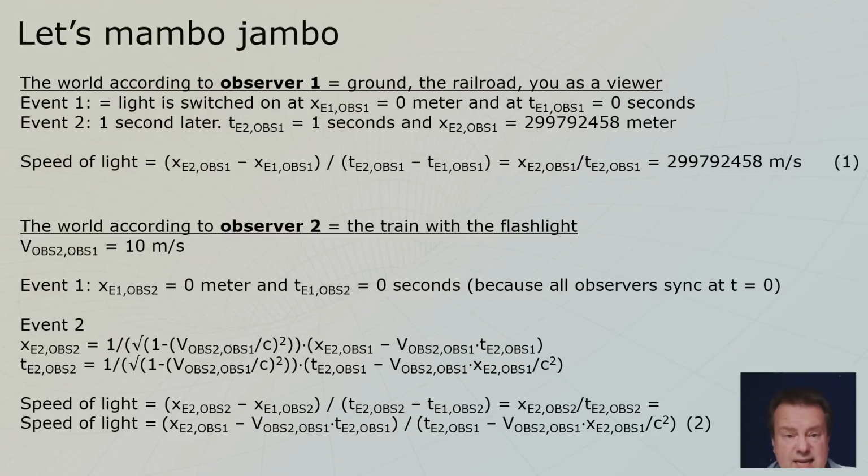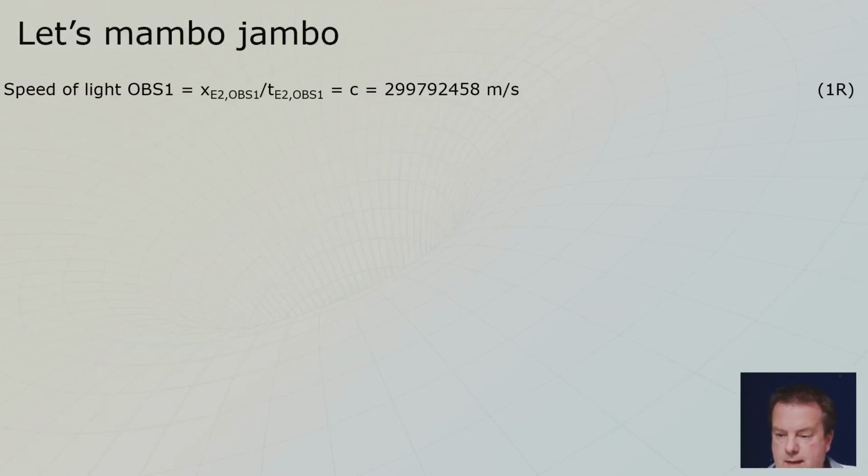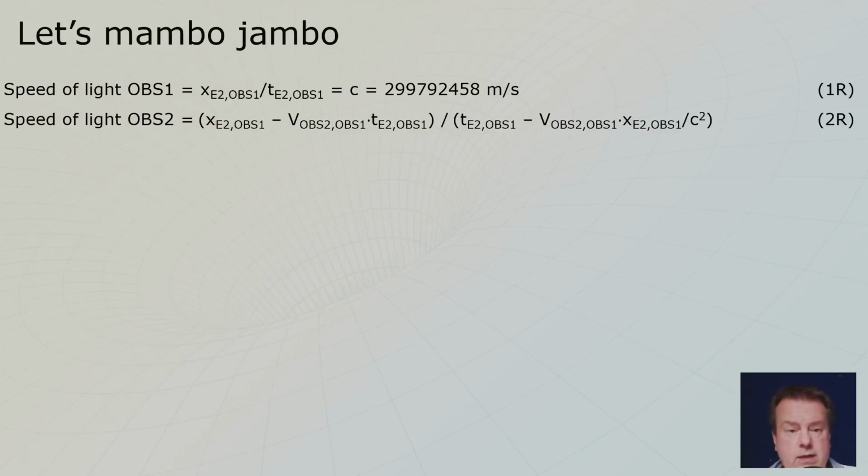Let's put in the Lorentz transformation equations for x for the second event and t for the second event. Those are the equations just a few lines up. If we do this, we get this one. It's a long equation, but this is what we are going to divide. So this is equation number 2. I repeat equation number 1, and I will repeat equation number 2.